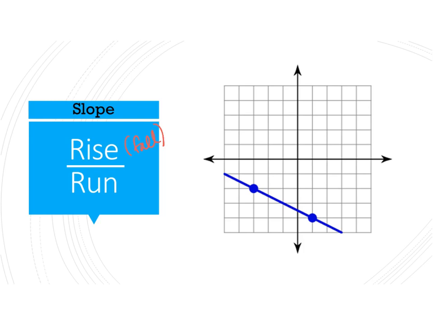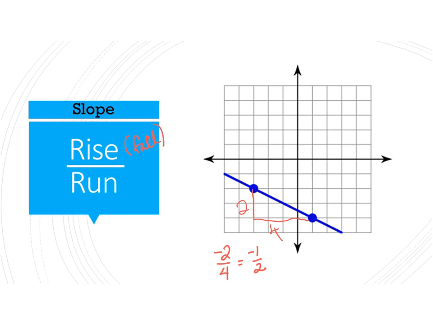So if we start at the left and head to the right, we're going to rise or fall first. In this case, we're going to fall 2 and run 4. So in our case here, because we fell, it's going to be a negative 2 over 4, and you can leave it like that. It would also be equivalent to negative 1/2.